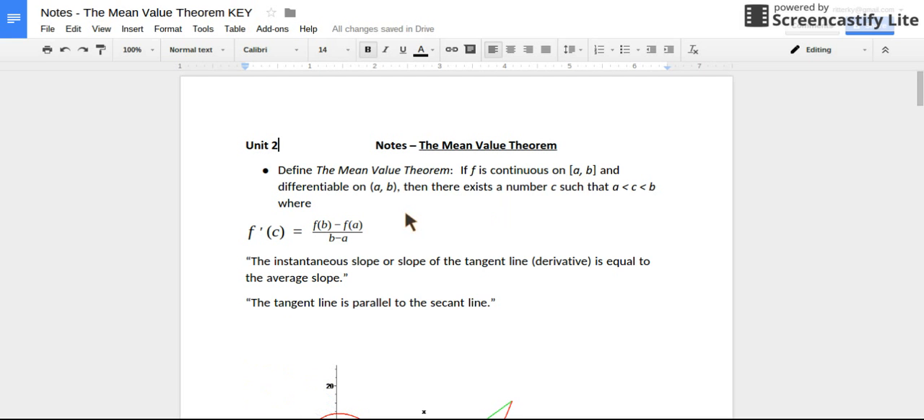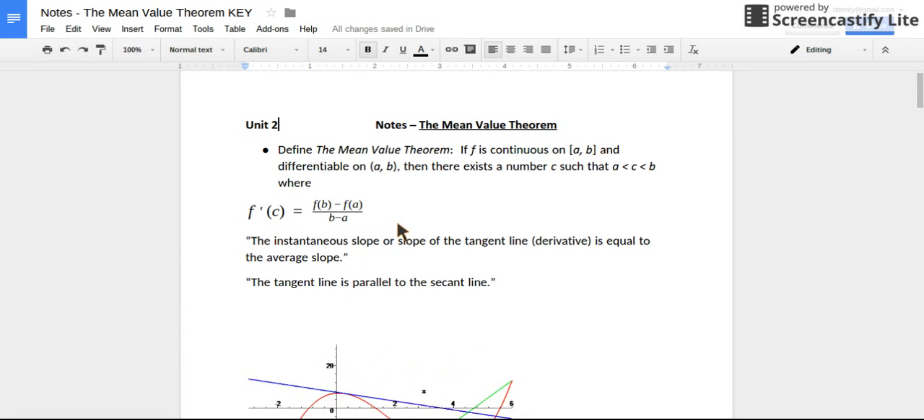it's differentiable on an open interval between those same values a and b, then there must exist some input number c such that it's in between our endpoints on the interval, where the following is true: that the derivative of the function is equal to the average slope.